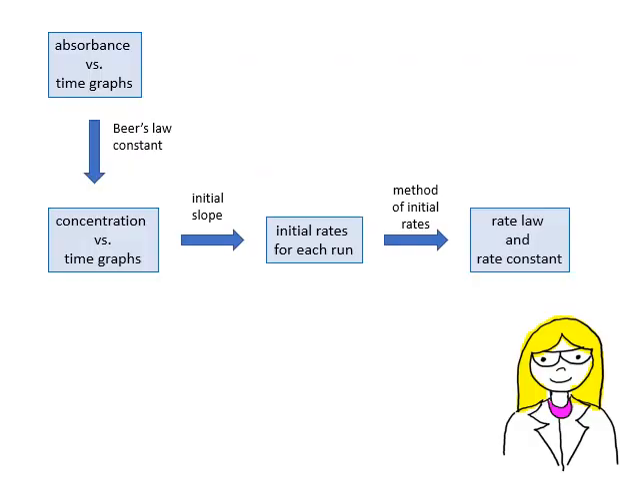Starting with the 6 absorbance versus time graphs, you'll use your Beer's law constant to get 6 concentration versus time graphs. From these, you will find the initial slope to determine the initial rate for each run. To complete the analysis of the data, you will use the method of initial rates to determine the rate law and rate constant for this reaction.